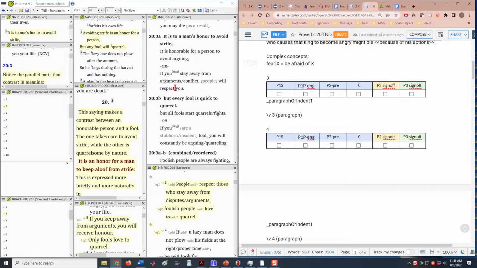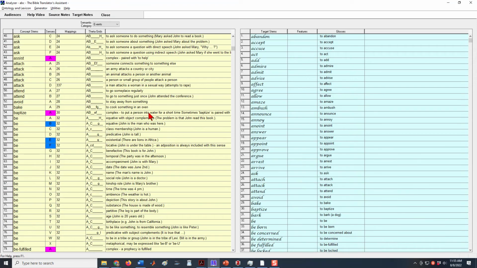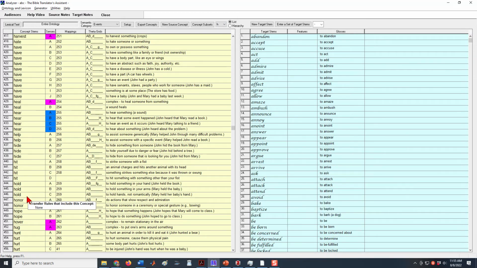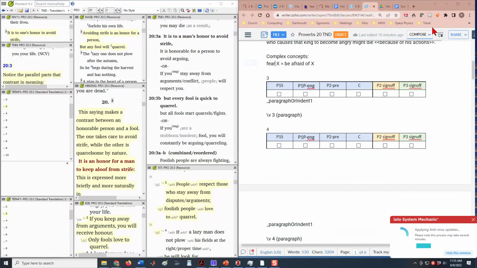So we have honor both as a noun and a verb, and it's level 1, which you could verify by looking in TBTA. Here's the verb form, honor here. To do actions that show respect and admiration, to honor someone in a ceremony. So we have two senses. To show respect and admiration would be the right meaning here, I think.